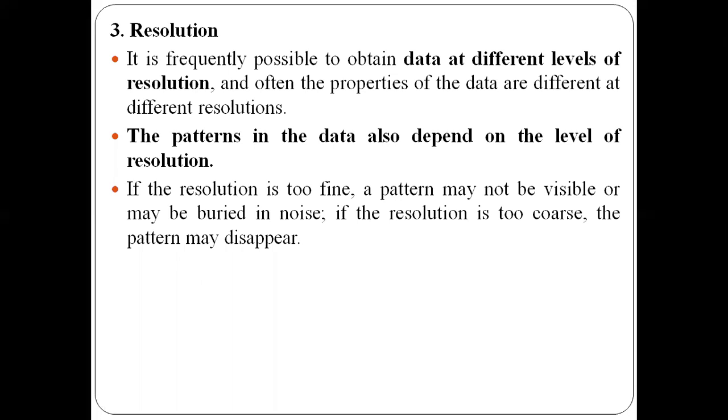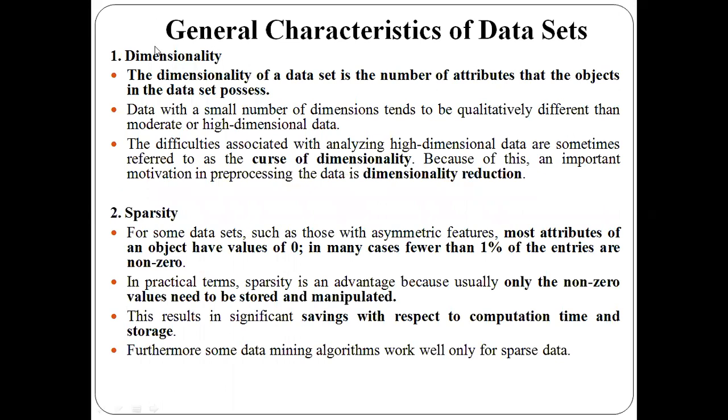So this is about the characteristics of the data. The first one is dimensionality. Dimensionality is nothing but the number of attributes that the objects in the data set possess. How many attributes the objects have is called dimensionality. If the data set has a small number of dimensions, then the quality of that data will be different compared to a data set that has a high number of dimensions.